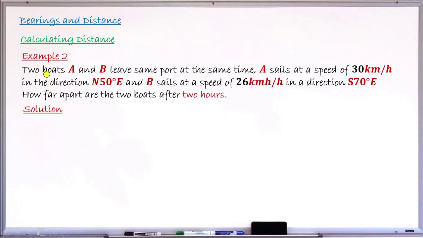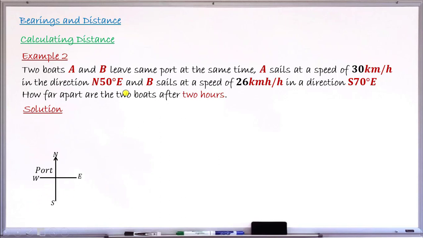Example number 2 says two boats A and B leave the same port at the same time. Boat A sails at a speed of 30 kilometers per hour in the direction 50 degrees north of east, and the other boat B sails at a speed of 26 kilometers per hour in the direction 70 degrees south of east. The question asked here is how far apart are the two ships after each sails for 2 hours. So for the solution, we first mark the position where they started. That is the port. So let's assume this is the port where they started.